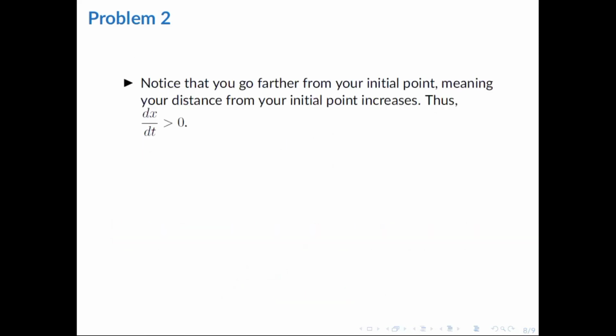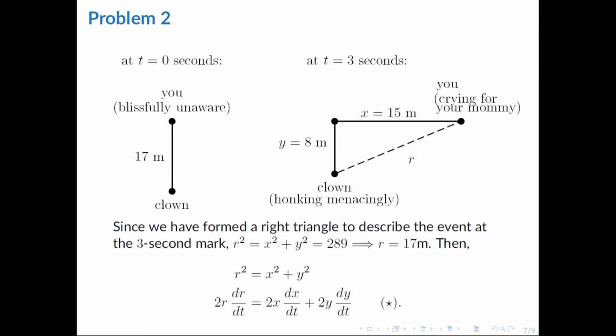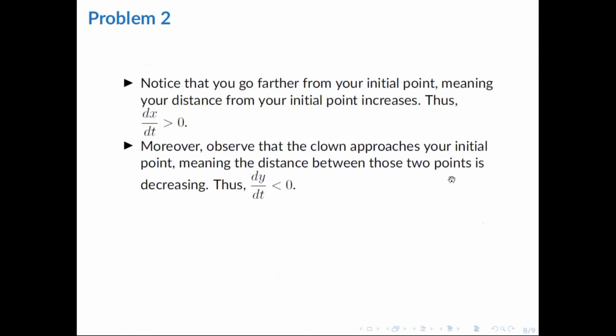Notice that you go farther from your initial point, meaning your distance from your initial point increases. Thus, dx over dt is greater than 0 since we are moving to the right from our initial position. Moreover, we observe that the clown approaches your initial point, meaning that the distance between the 2 points is decreasing. Thus, dy over dt must be less than 0.